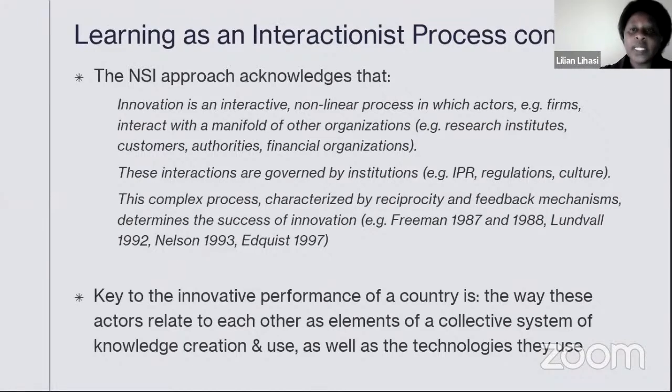We are looking at learning as an interactionist process. We find that the NSI approach acknowledges that innovation is an interactive process. These interactions are governed by institutions, where we are talking about the regulations and our culture, and this complex process is characterized by reciprocity and feedback mechanisms.